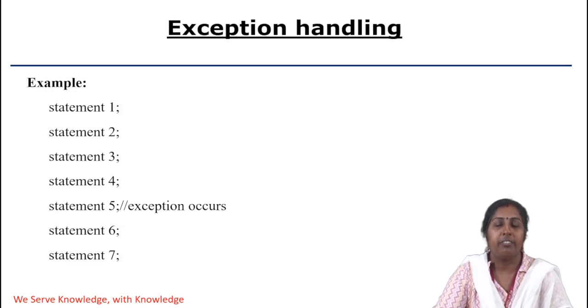For example, we are considering a code segment. Here we have given seven statements. As a normal flow of execution, it starts from statement 1 to statement 4, and at statement 5 an unexpected event has occurred. That is, an exception has occurred at statement 5. So what will the condition be? Whenever an exception occurs at statement 5, statements 6 and 7 will not be executed unless the exception that occurred at statement 5 is properly handled.